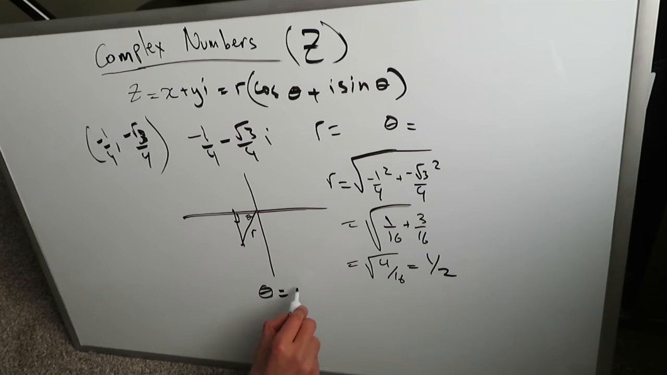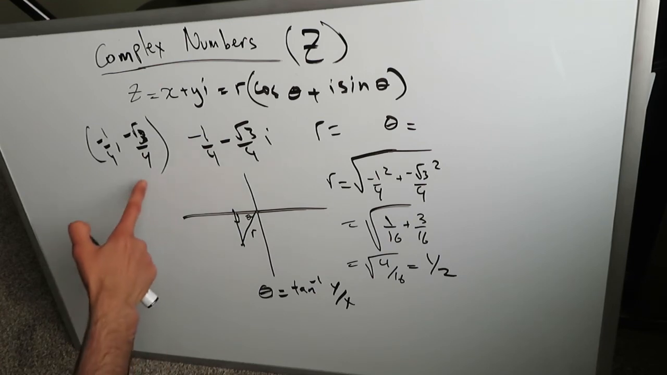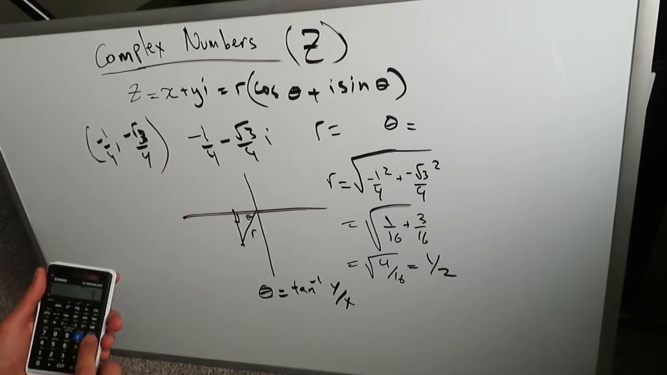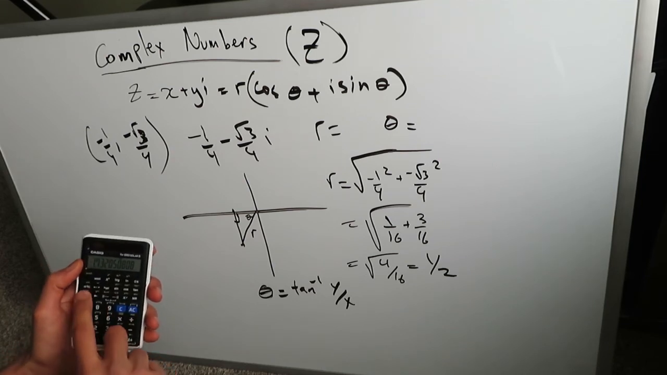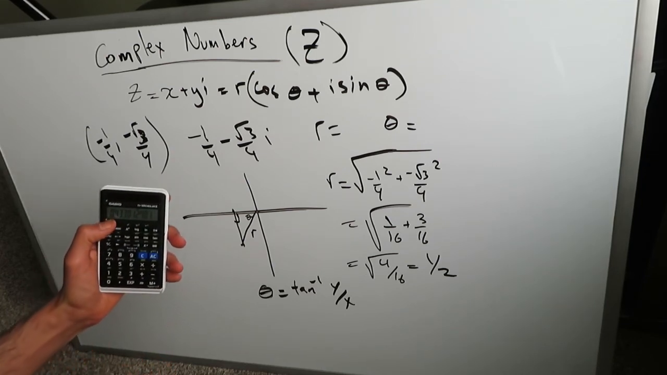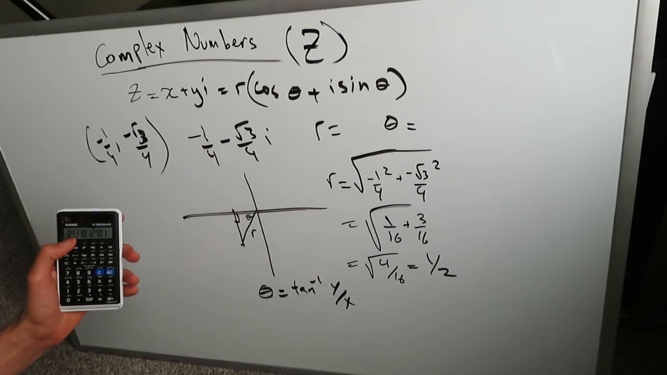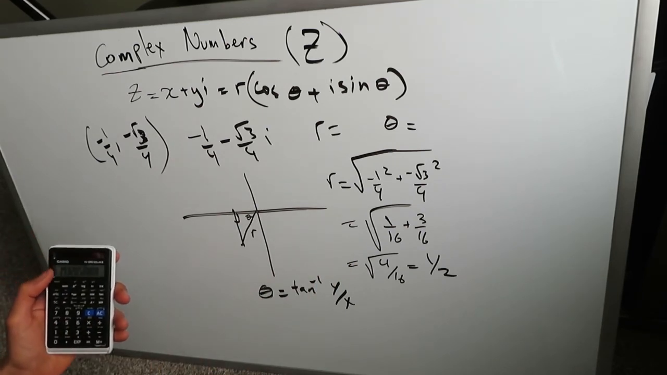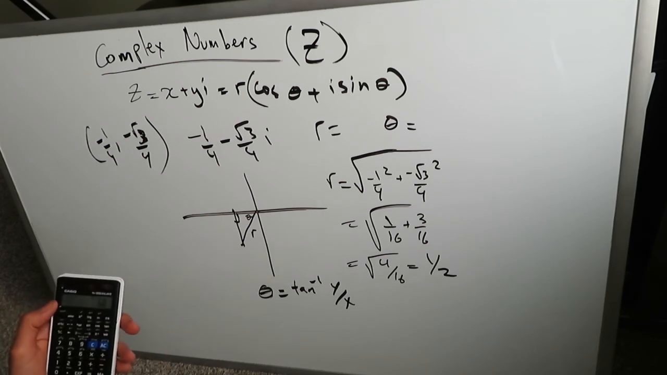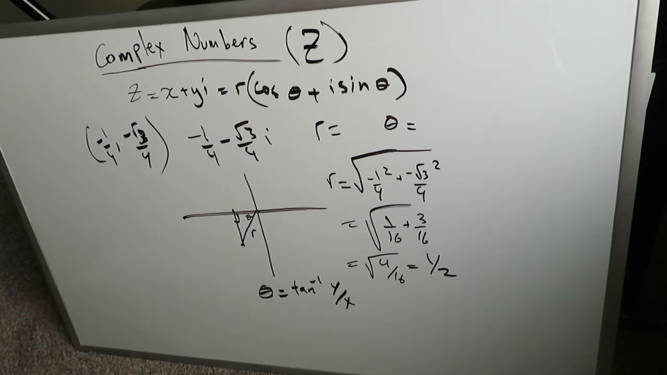I want to determine the argument next. Argument is always equal to inverse tan y over x. Let's do this on the calculator. What's my y value here? Look over here at your coordinate form: minus root 3 over 4. Let's put it all in decimals. Minus root 3 divided by 4, I get minus 0.433, whatever number. I'm going to divide this by minus 0.25. I get 1.73. Inverse tan it. I'm getting 60 degrees. Theta is equal to 60 degrees, or pi over 3.